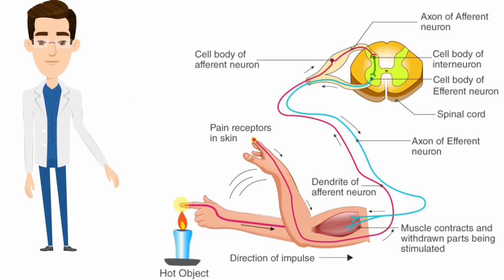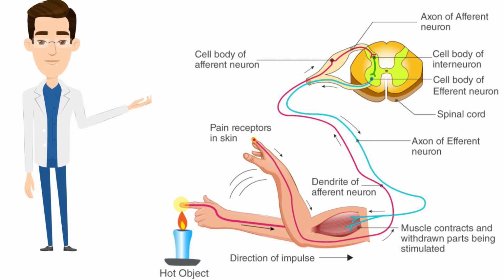3. Central nervous system, CNS: comprised of the brain and spinal cord, it processes the information received from the sensory neuron. 4. Interneuron: within the CNS, a short neuron that connects the sensory neuron to the motor neuron. It's responsible for the quick analysis and decision-making involved in a reflex.